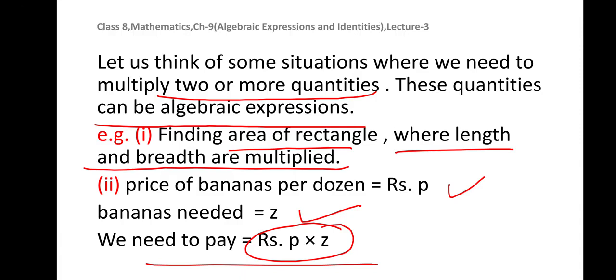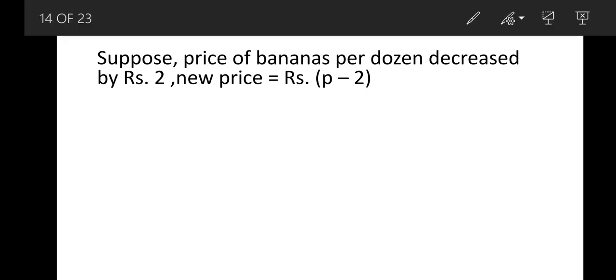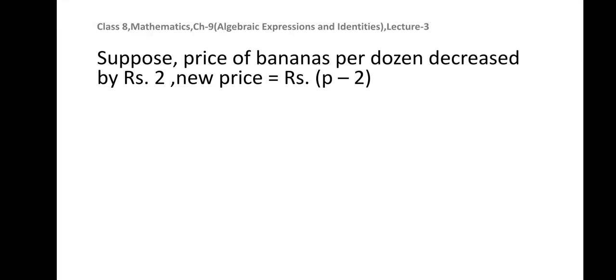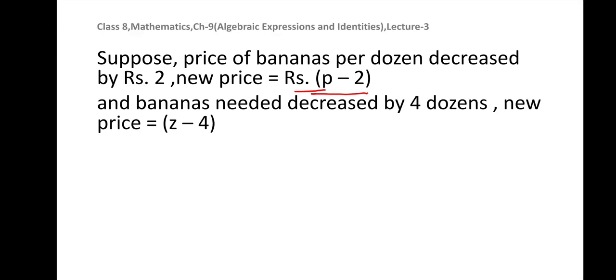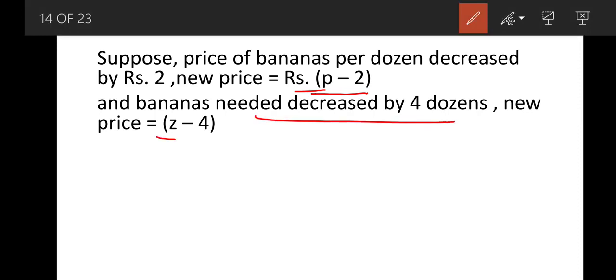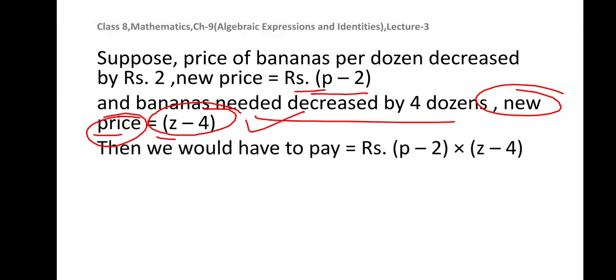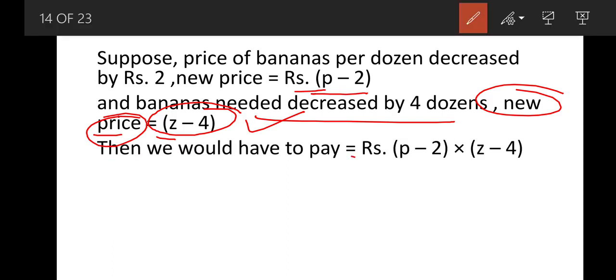If I change the scenario, like if the price of bananas per dozen decreased by rupees 2, the new price will be rupees P minus 2, because earlier it was rupees P and now it has been decreased by 2 rupees. This is an algebraic expression now. And the bananas needed decreased by 4 dozens. Earlier Z dozens were required, and now these are also decreased by 4 dozens. So the bananas needed will be Z minus 4, not the new price. It will be the number of bananas needed now. Then how much do I need to pay? It will be P minus 2 into Z minus 4.